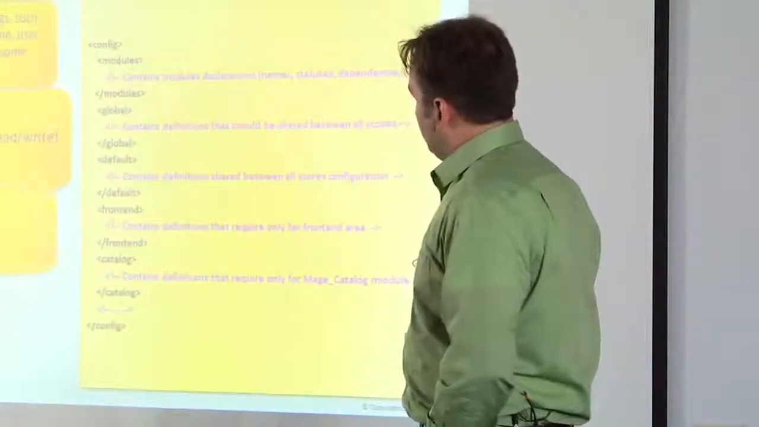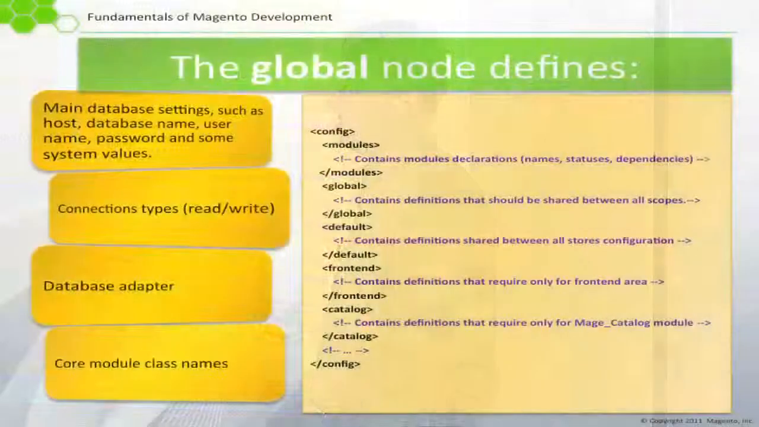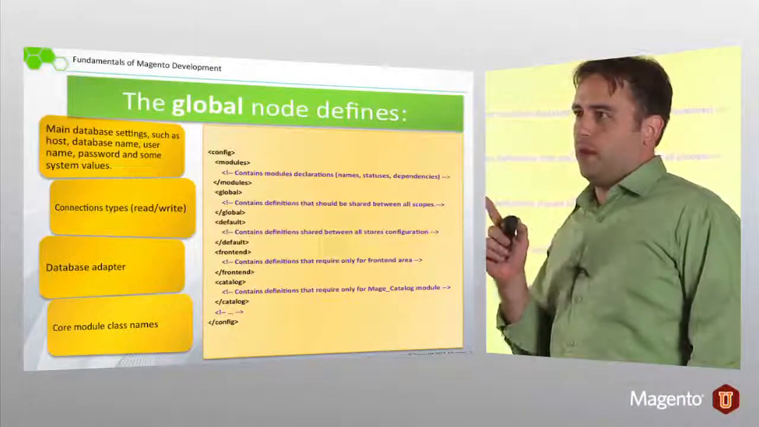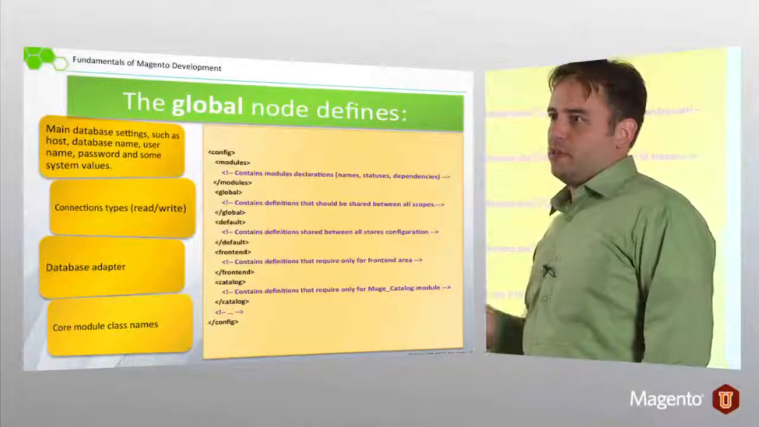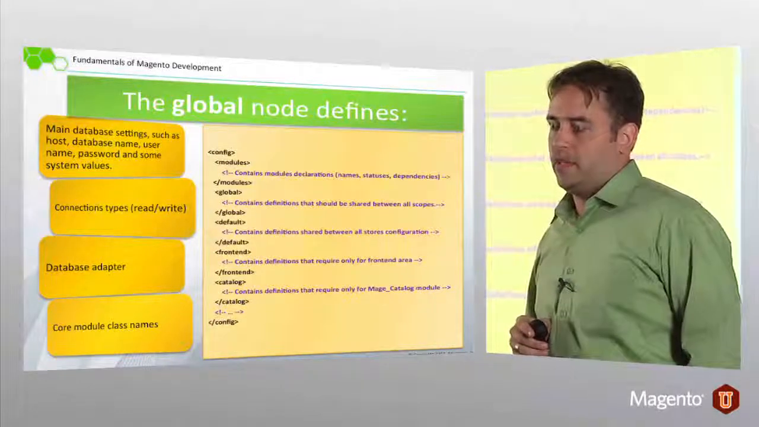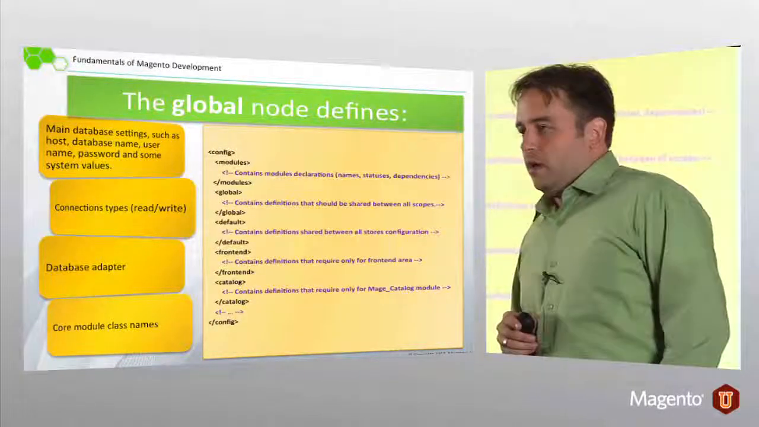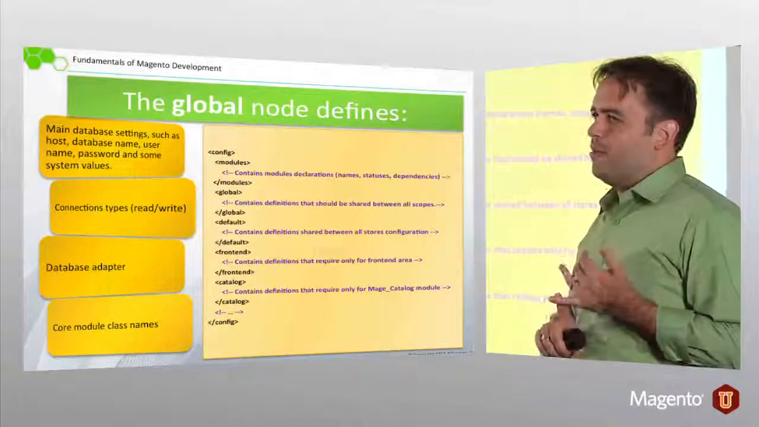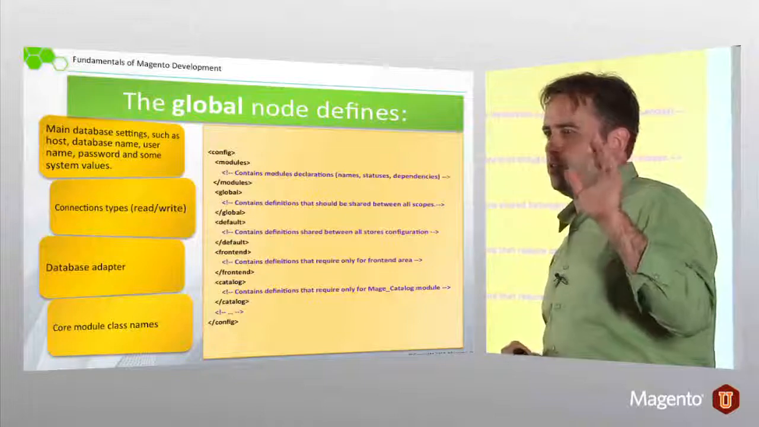So, the global node defines, obviously, really important stuff. And this is why local.xml is read first, and also read last, by the way, app etc local. But that's actually the one time that Magento writes information to a configuration file. Other than that, it will not touch any configuration file. So when you're running through the installer, how many people have actually installed Magento using the Magento installer?